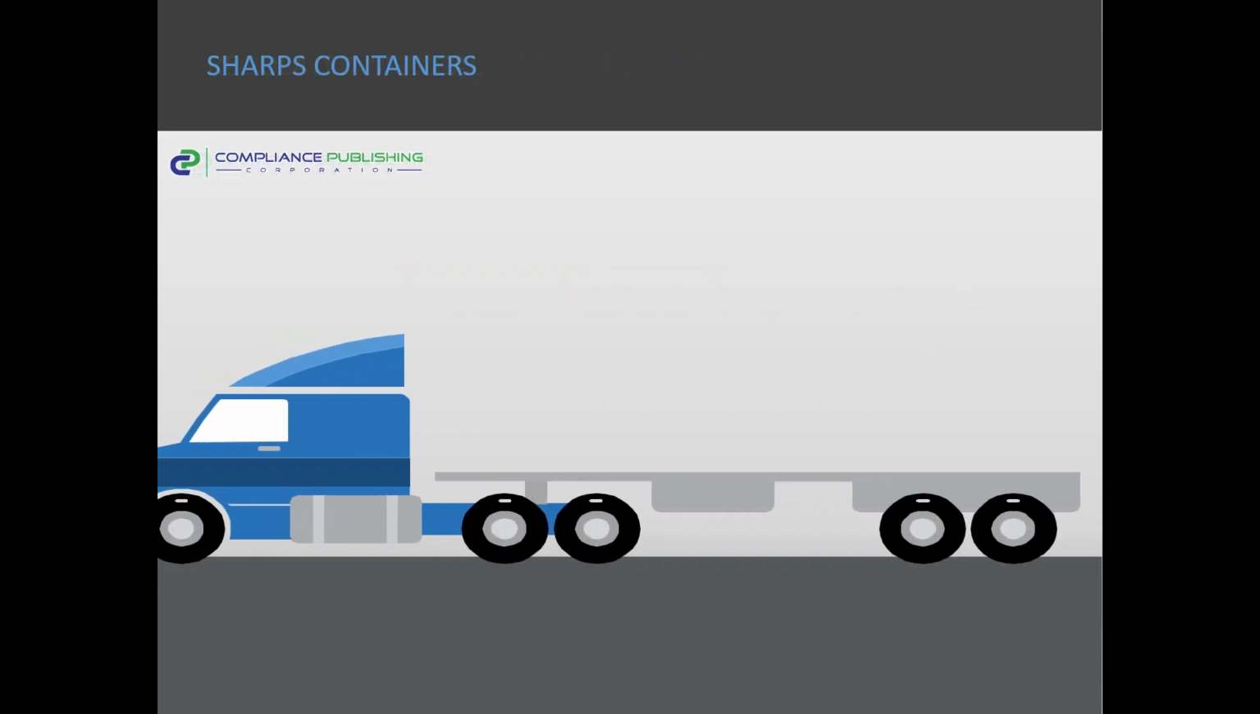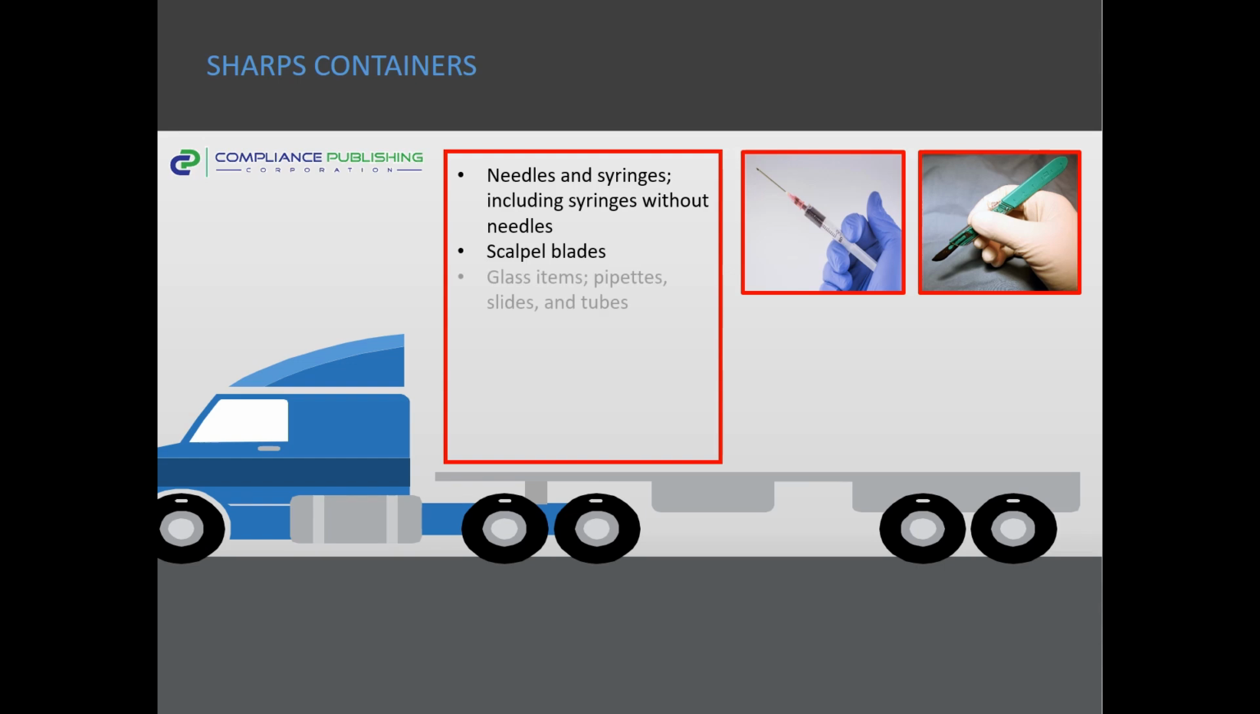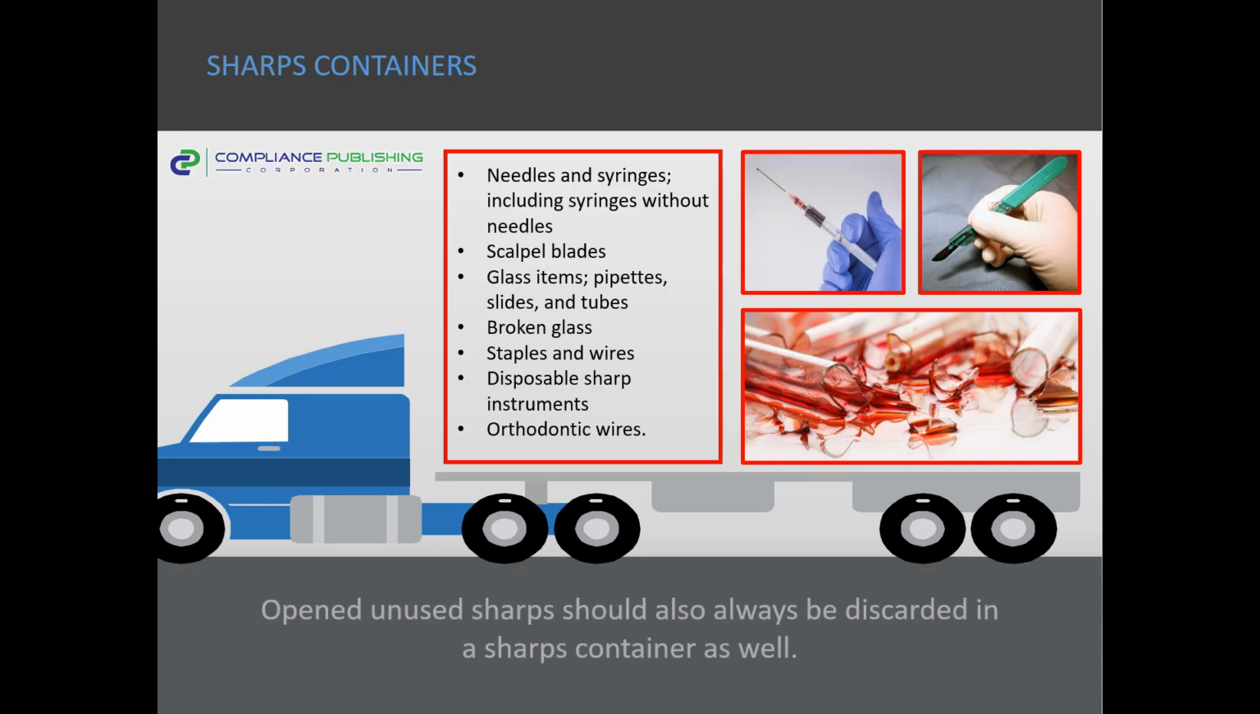What is included in the Sharps container? These items would include needles and syringes. This would also include syringes without needles, scalpel blades, glass items such as pipettes, slides, and tubes, broken glass, staples and wires, disposable sharp instruments, and orthodontic wires. Open, unused sharps should always be discarded in a Sharps container as well.